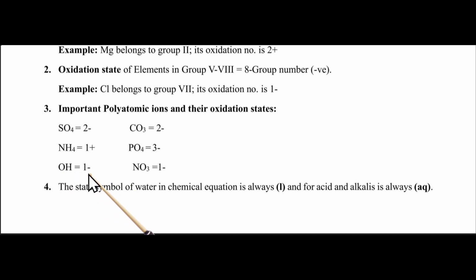Hydroxide ion has a -1 charge. Carbonate has 2 negative charge. Phosphate has 3 minus charge, and nitrate has 1 minus charge. You have to remember these 6 polyatomic ions because they are the most common polyatomic ions that you will see in your exam. Number 4.